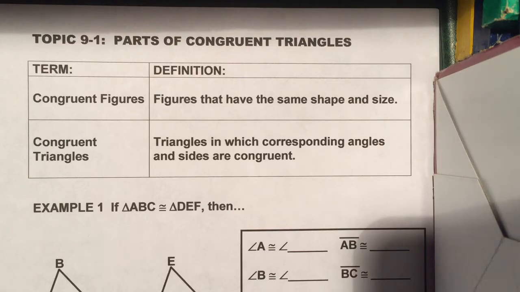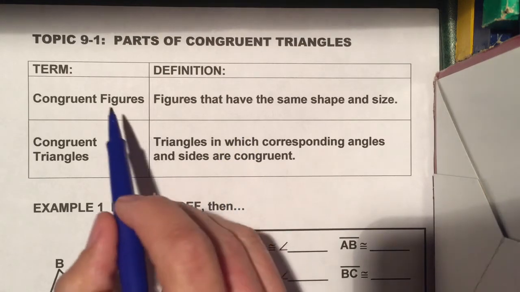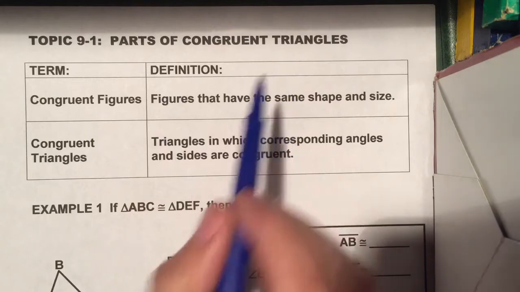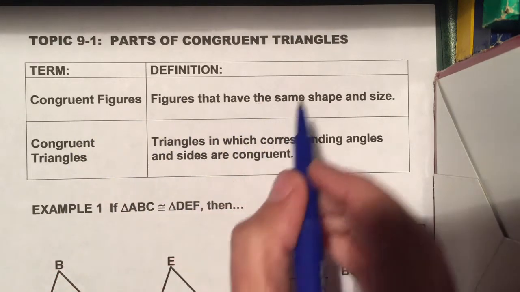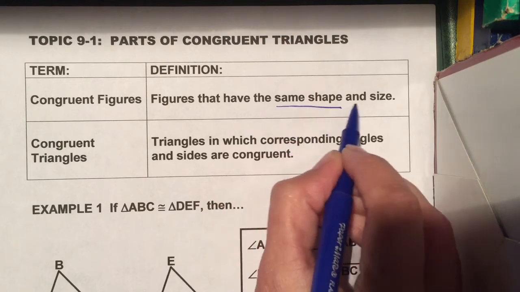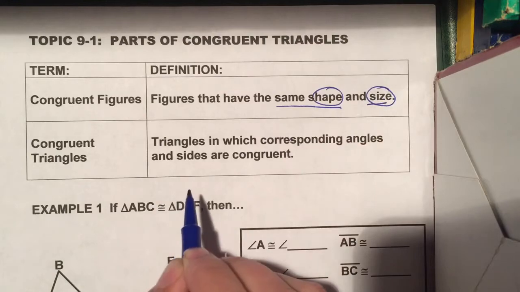So we're going to look at 9-1. This is from the A&M Consolidated Curriculum. So first of all, parts of congruent triangles. Congruent figures are figures that have the same size and the same shape. Those are key: same size and shape.